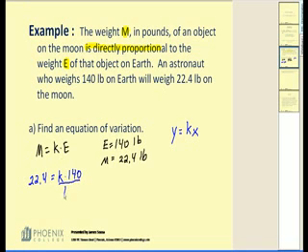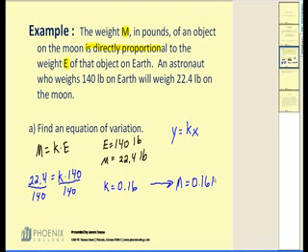So to solve for k, we'll divide by 140. You can check me on this, but k should equal 0.16, which would give us our equation of variation as the weight on the moon is equal to 0.16 times the weight on Earth. This is what we call our equation of variation. Our constant of variation would be 0.16.